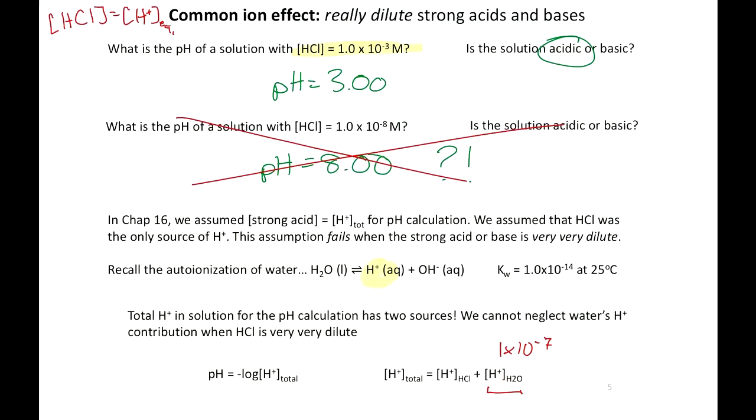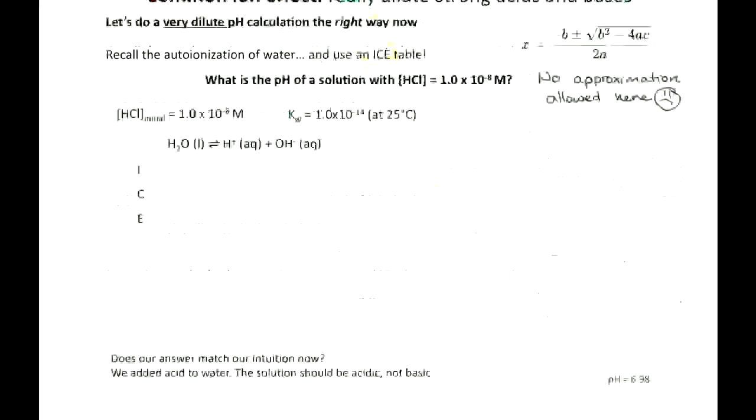But when we compare the first one, 1 times 10 to the negative 3, add 1 times 10 to the negative 7 to it. Does it change the number that much? It doesn't. So that's why for really concentrated acid and base solutions, we were able to ignore water. So let me show you how to do it the right way, and this is for very dilute acid and base solutions, because we can't put acid in water and it become basic. This is absolutely wrong. All right, so let's do it.